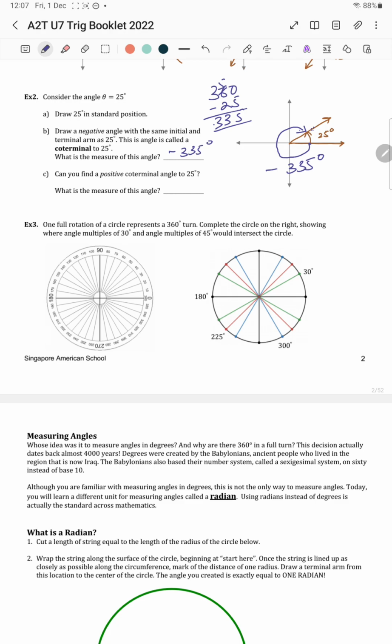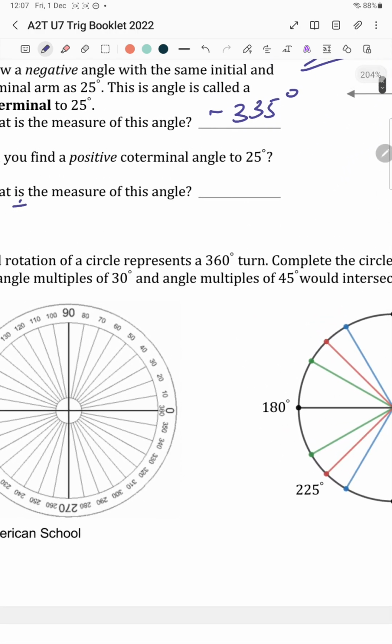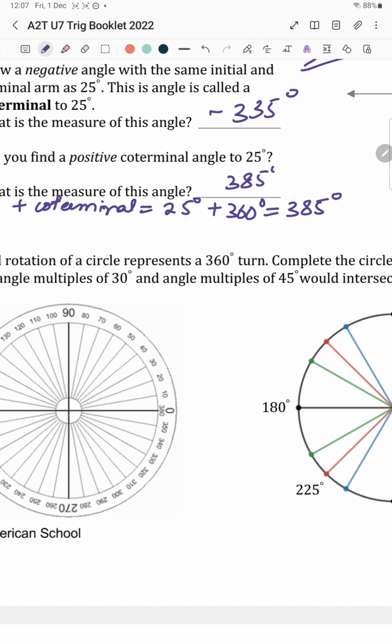Can you find a positive coterminal angle of 25 degrees? So how do we find a positive coterminal and a negative coterminal? Positive coterminal is equal to 25 degrees plus 360 degrees, which is equal to 385 degrees. Negative coterminal is equal to 25 degrees minus 360 degrees, which is equal to minus 335 degrees. Okay.